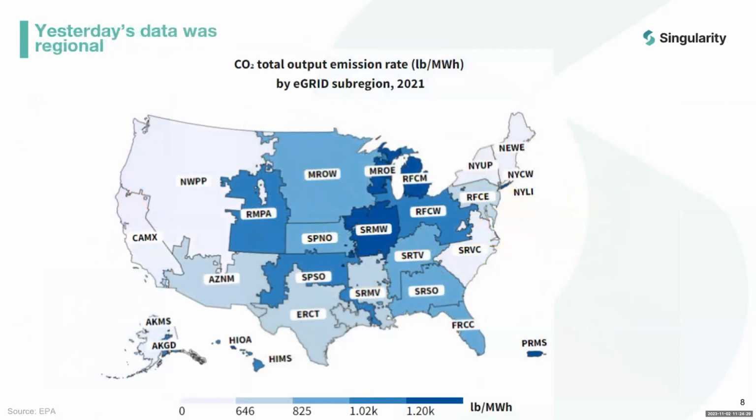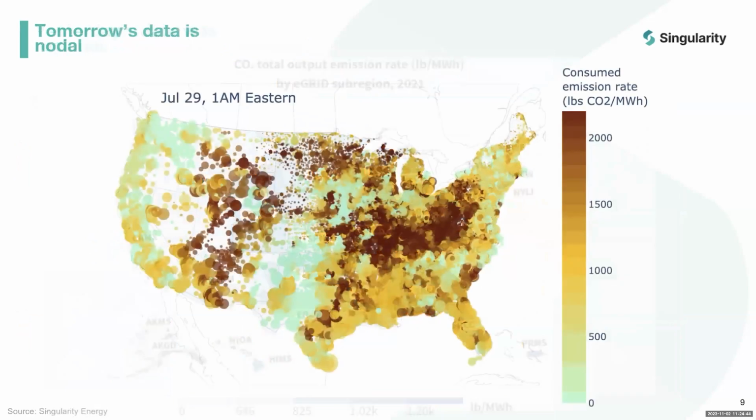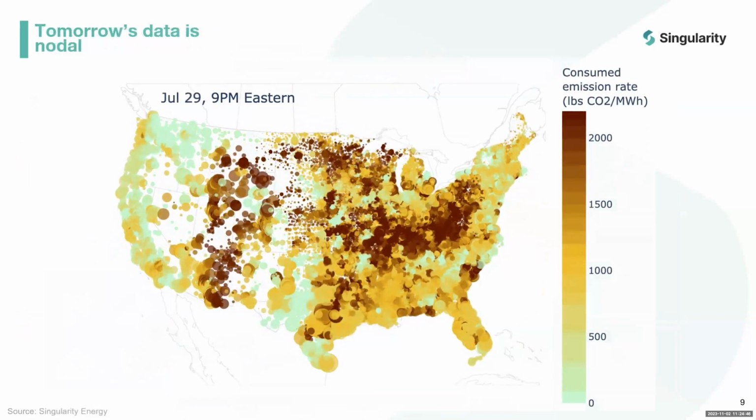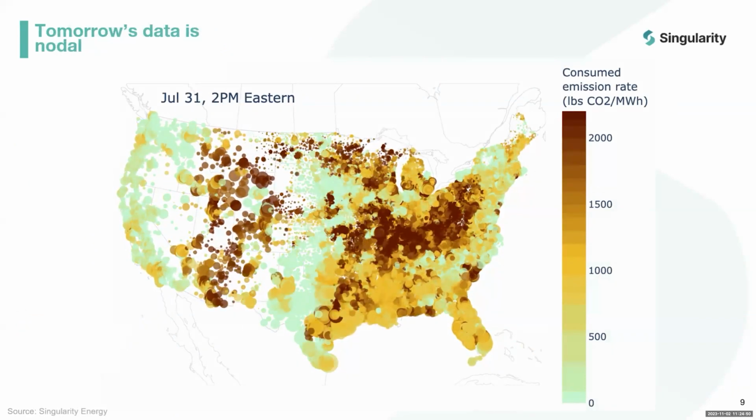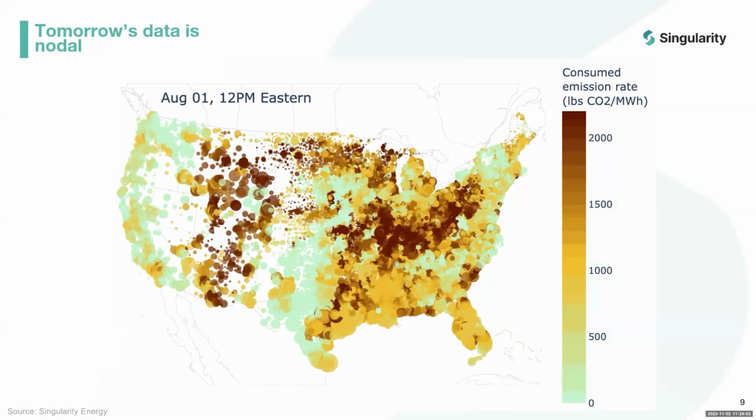And the fourth and final trend is that yesterday's data, the data you're probably used to, is available at kind of a broad regional level, assuming that the carbon intensity of electricity is the same across the entire region. However, today we know that due to power flows on the grid, the carbon intensity of electricity can actually be different from one node to another, from one city to another.